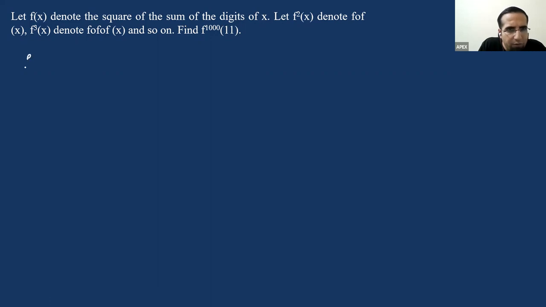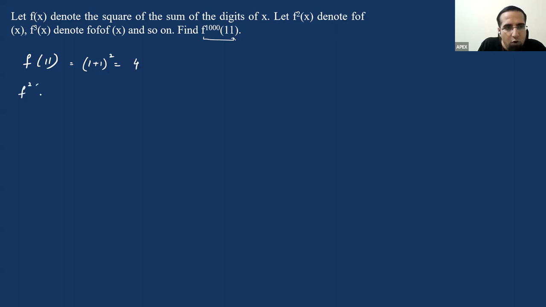So let's look at this. F of 11. F square of x denotes f of f of x and so on. I want f of 11. So f of 11 is the square of the sum of the digits. That becomes 1 plus 1 whole square. Which gives me how much, guys? That is 2 square, which is 4.